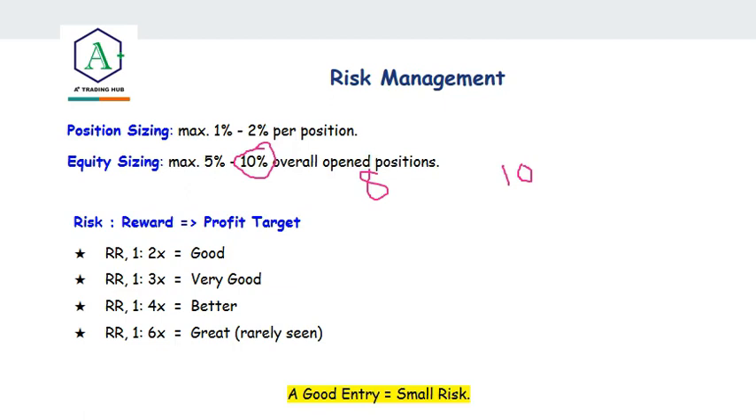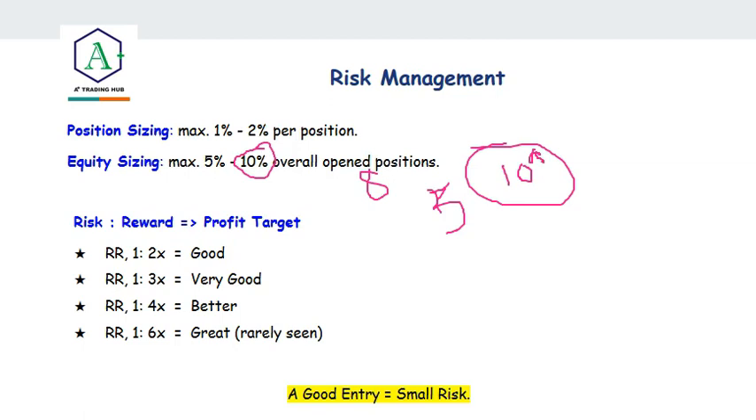So for example, let's say you take 5 trades and all of them are not yet in profit, they are still running in a loss, and you know that if altogether the 5 trades should hit your stop loss, you will not lose more than 10% of your account. So what you do is you just monitor the trade.